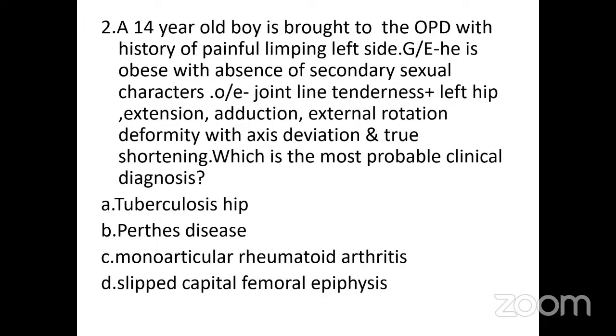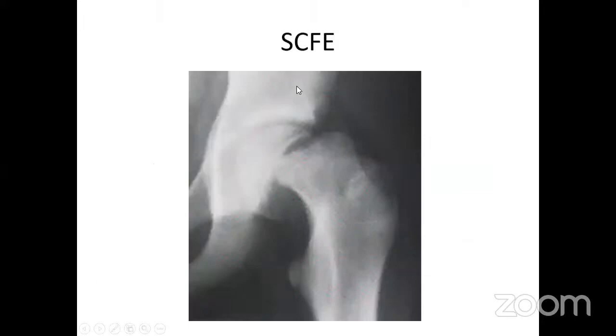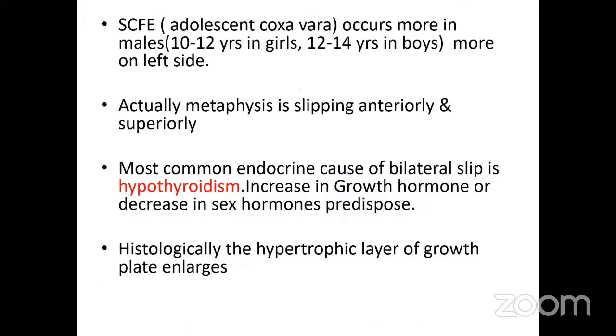The condition is very simple because there is loss of secondary sexual characters in an obese child. Loss of secondary sexual characters means hypogonadism. The testosterone or estrogen is less. Obese means definitely the growth hormones, somatomedins, are on the higher side. So basically an endocrine abnormality is also involved. And the answer is slipped capital femoral epiphysis of the left side. It is otherwise called SCFE or adolescent coxa vara.